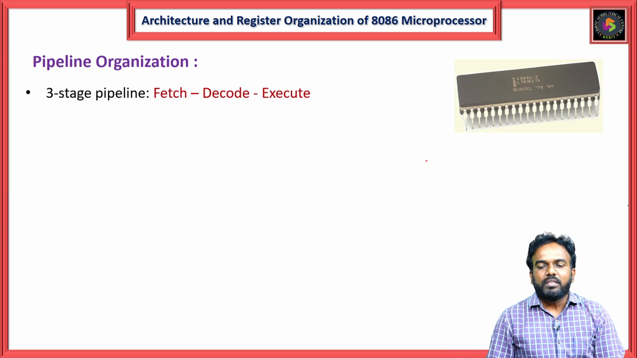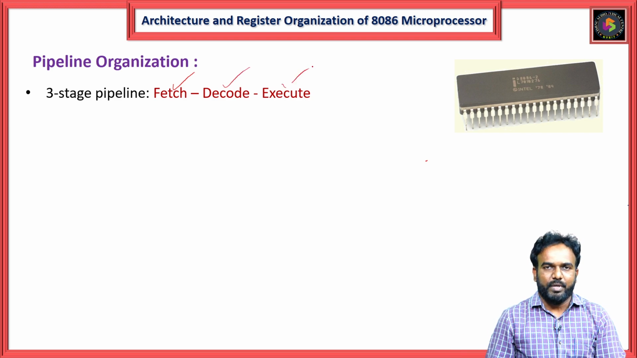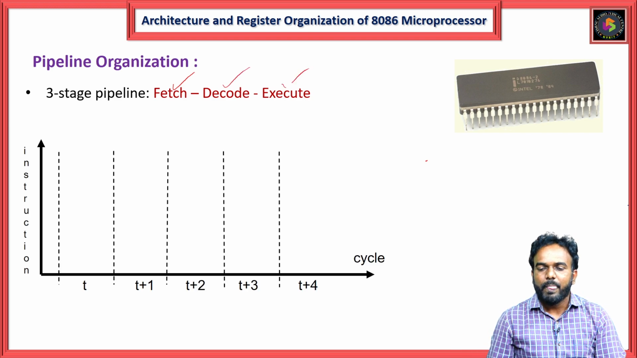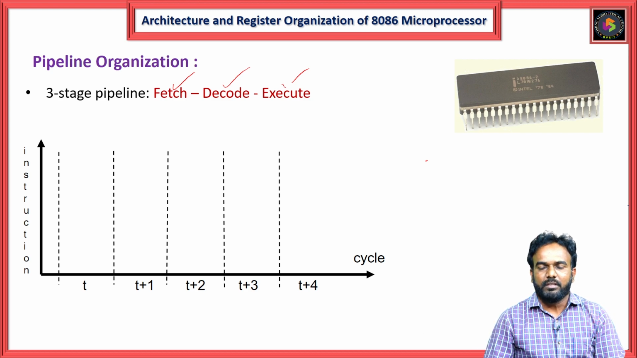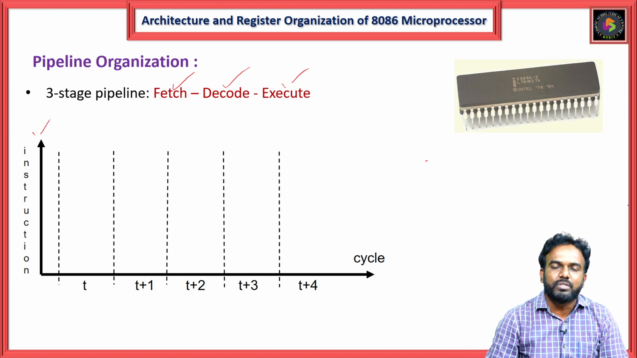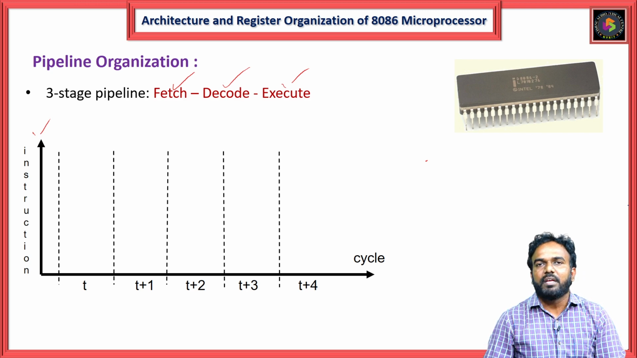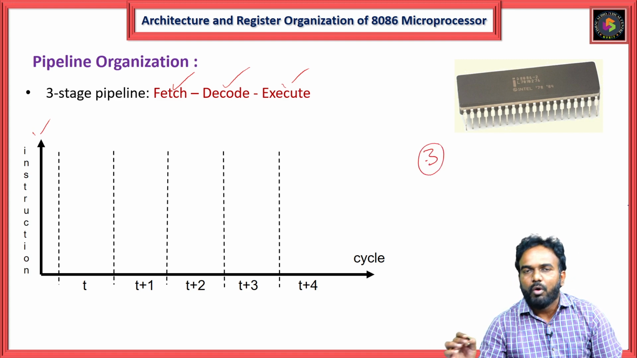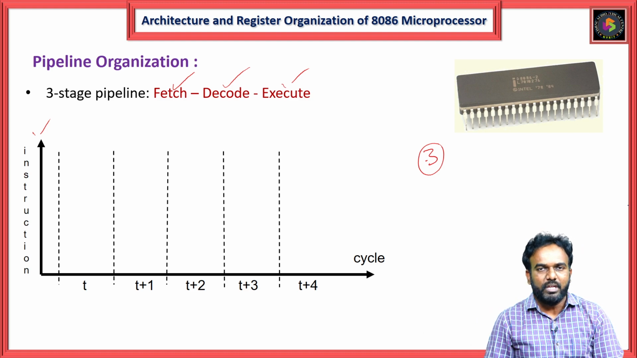Here we are going to check the 3-stage pipelining operation. The 3-stage pipelining contains 3 different operations: fetching operation, decoding operation, and execution operation. Now let's check with one diagram. The x-axis shows the time period of the instruction execution, and the y-axis shows the instruction execution operation. For example, assume 3 instructions are executing over one time period. Now we'll check how the microprocessor executes those 3 instructions.